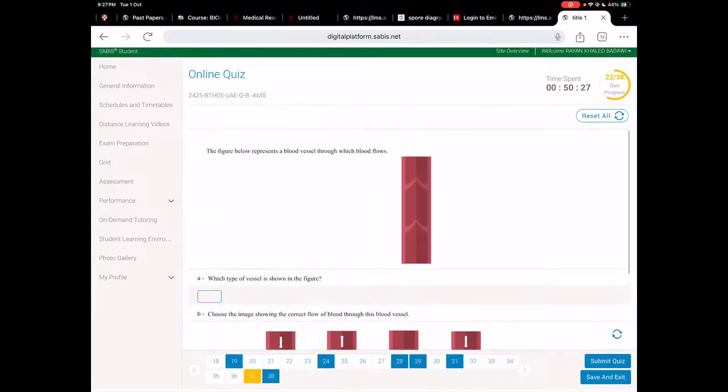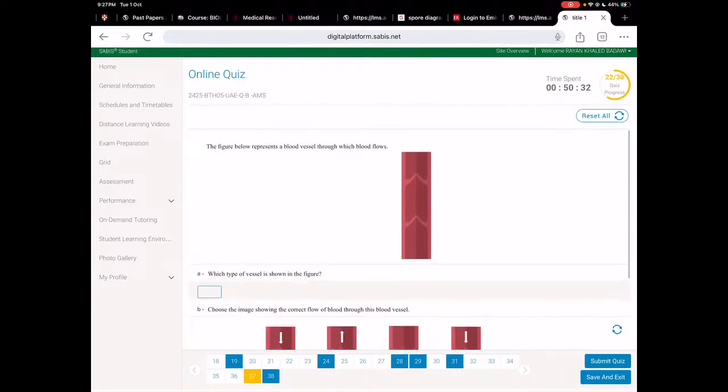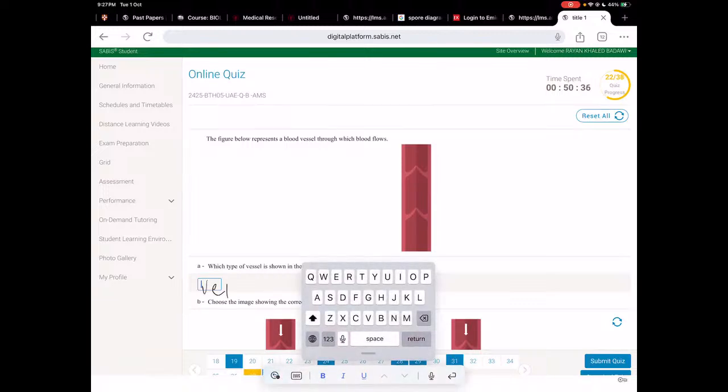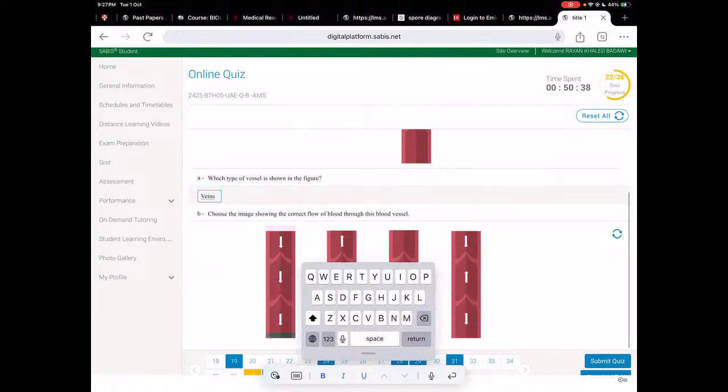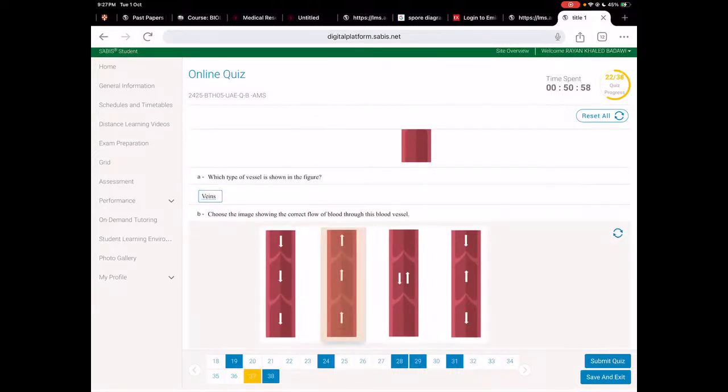Okay, so who's going to help me with this? How do I know which blood vessel this is? Of course, it's going to be a vein. Why a vein? Because they have valves. So this is going to be veins. Correct blood flow: of course, I want the blood flow to be unidirectional. That's the whole purpose of valves. I don't want it to be bidirectional. So I don't want blood to flow downwards. Of course, I want it to flow back to the heart, not away from the heart. So we're going to choose the second one.